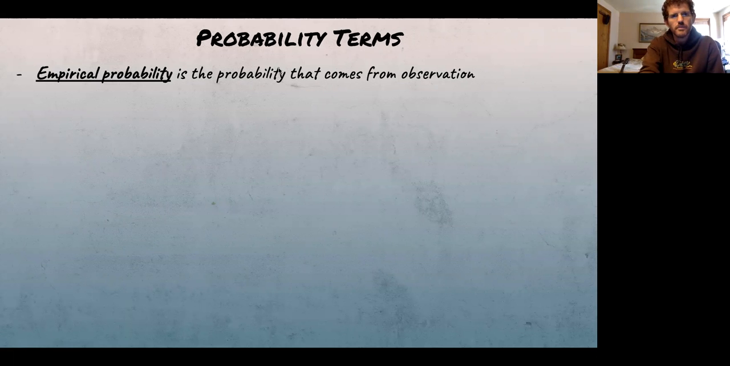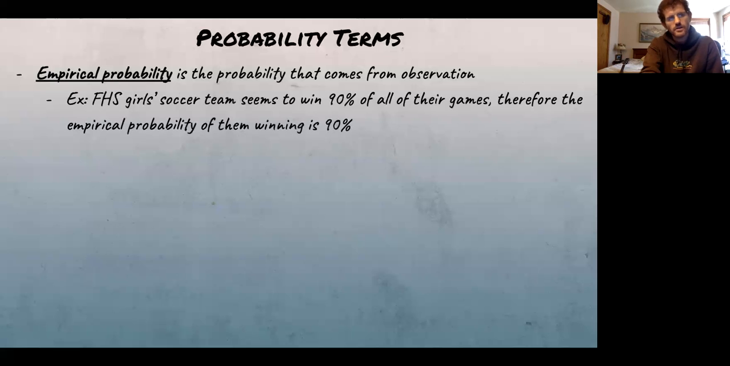Okay, so probability terms. The big one here, empirical probability, is probability that comes from observation or experiment. And so here's an example. Flag High's girls soccer team seems to win 90% of their games. Therefore, the empirical probability of them winning is 90%.